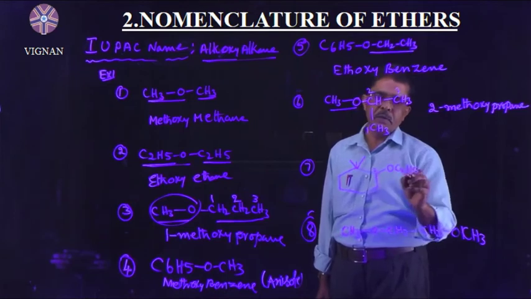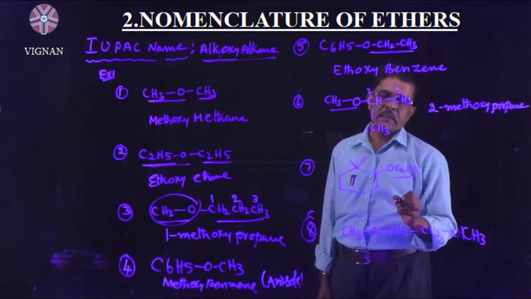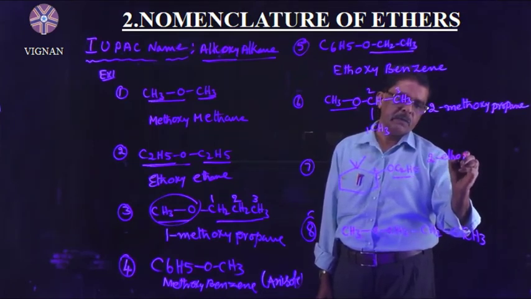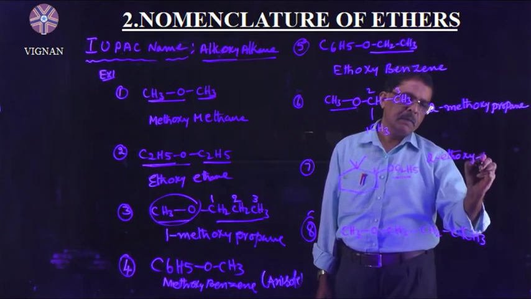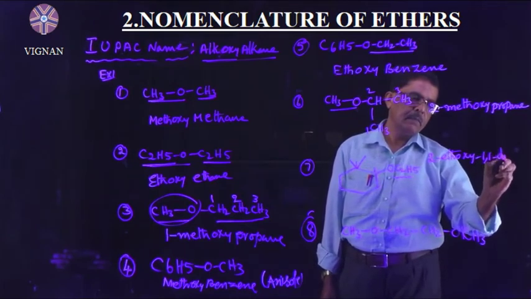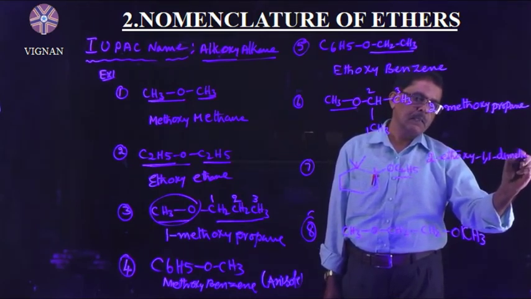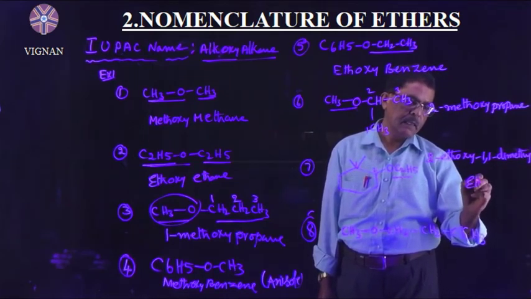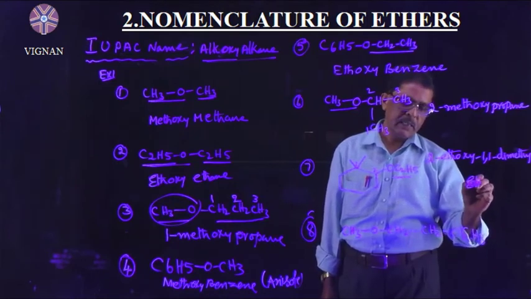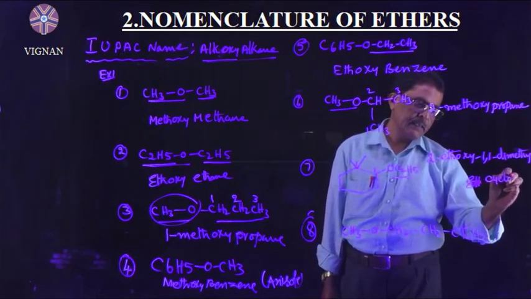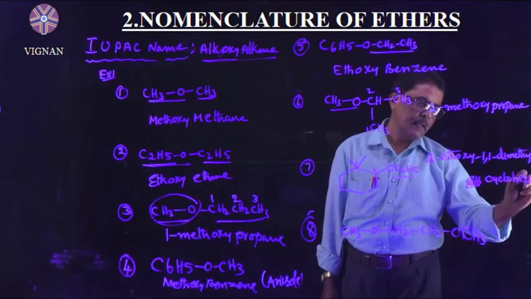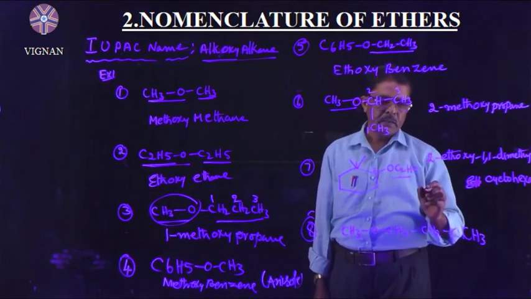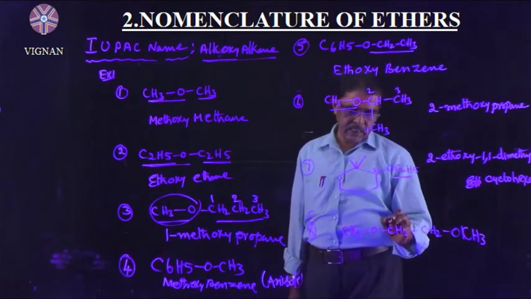According to the least sum rule, this part is the ethoxy group: 2-ethoxy, 1, 1-dimethyl. We have to say cyclohexane, right? Understand?